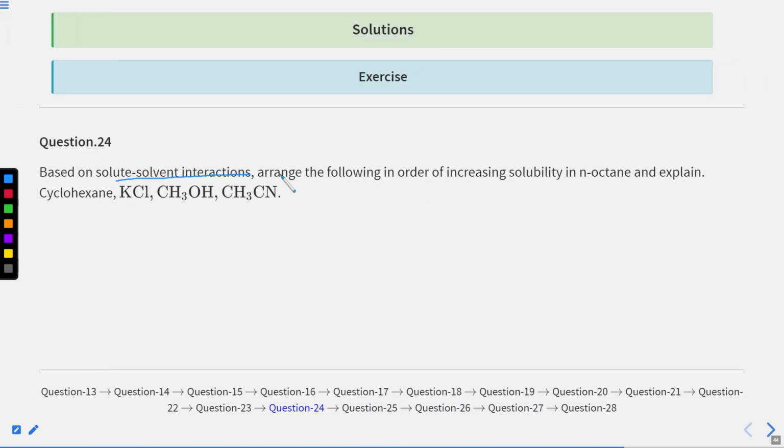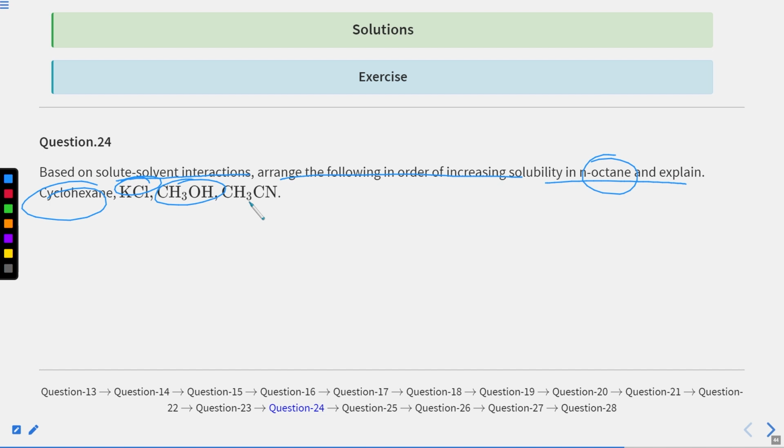Based on the solute solvent interaction, arrange the following in order of increasing solubility in N-octane. Which of these will give the higher solubility? First, N-octane and cyclohexane are both non-polar, so they will have high solubility. KCl will have low solubility.